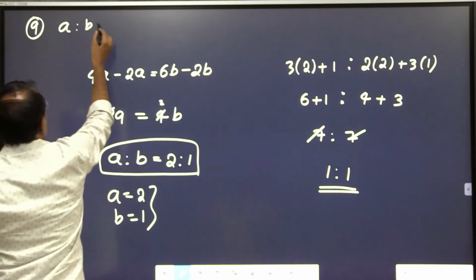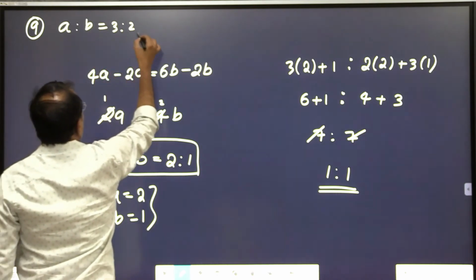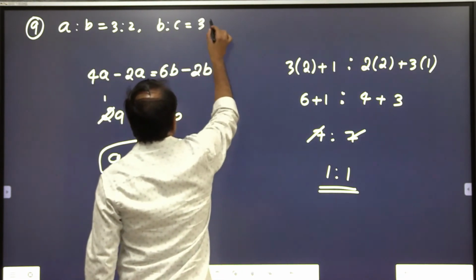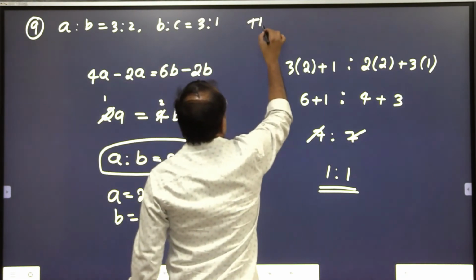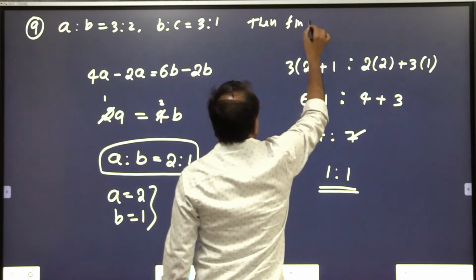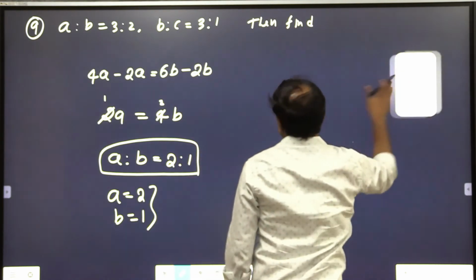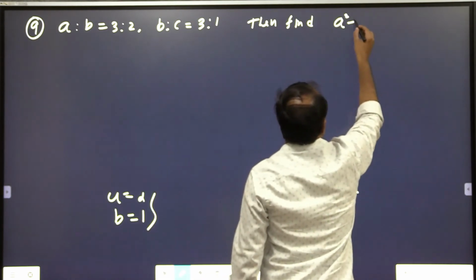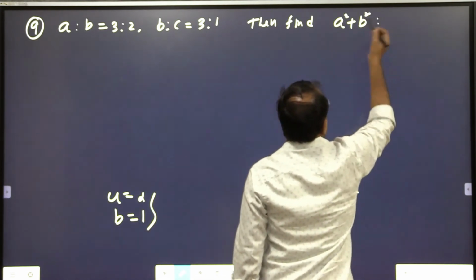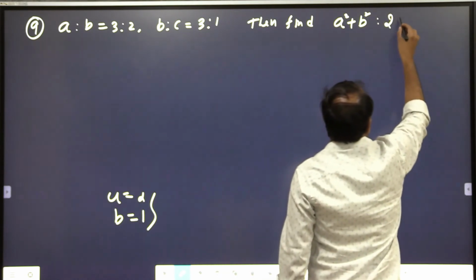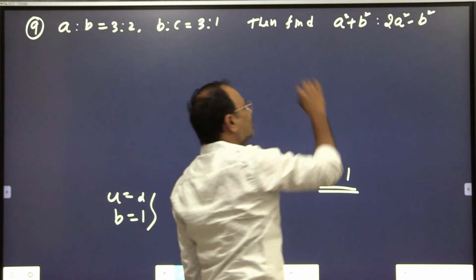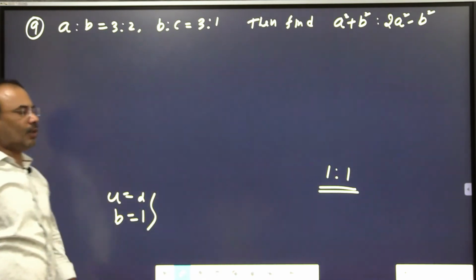A:B = 3:2, B:C = 3:1. Then find A² + B² is to 2A² - B², right?